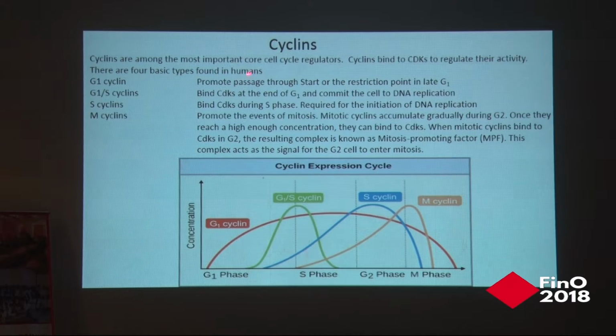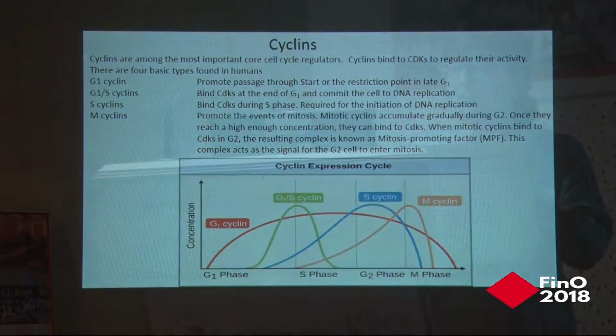They are among the most important core cell cycle regulators, and they bind to CDKs, like I mentioned before, to regulate their activities. There are mainly 4 basic types found in humans. G1 cyclins promote the passage through the start or the restriction point in late G1. Start is in yeast, and we will come to the restriction point later, because these are very important phases of the cell cycle where a lot of commitments that a cell makes to divide further are made. So G1 cyclins promote passage through this.